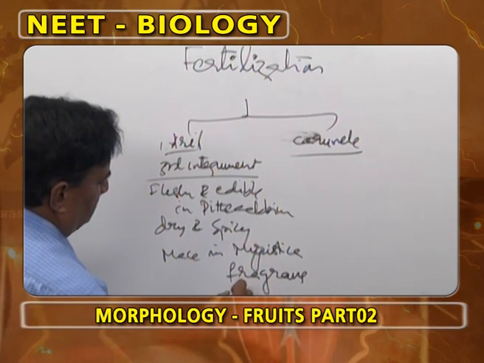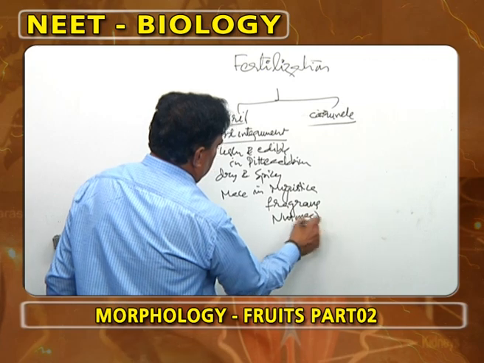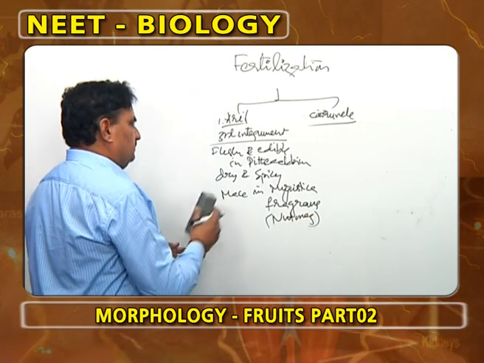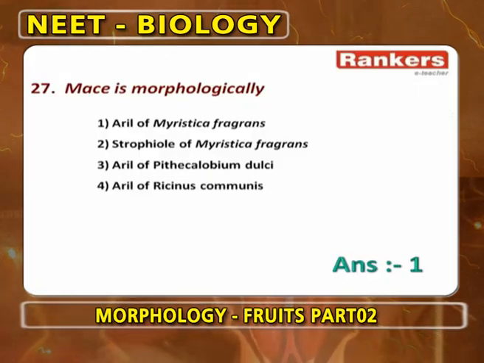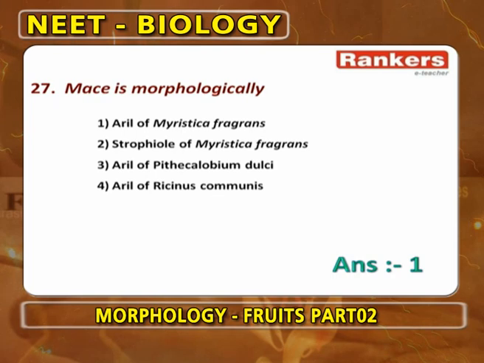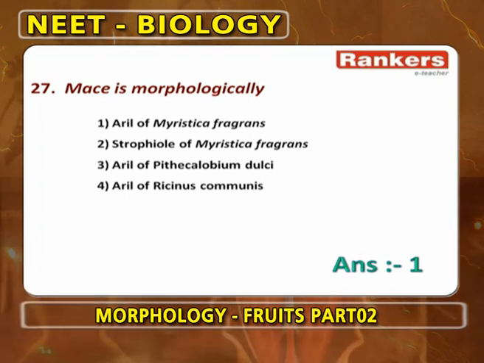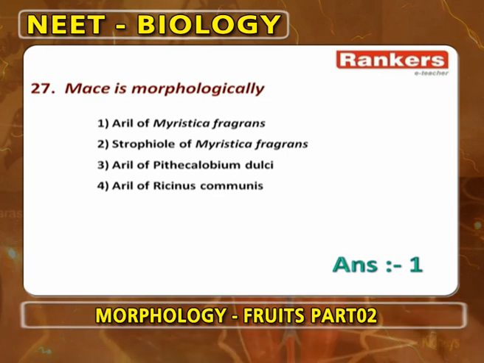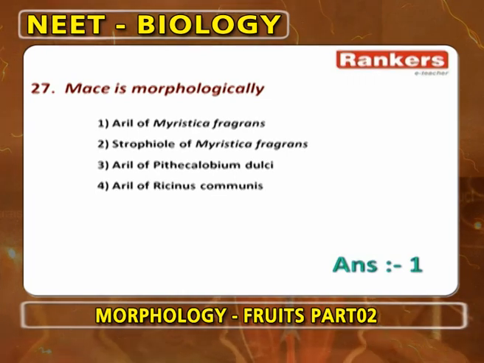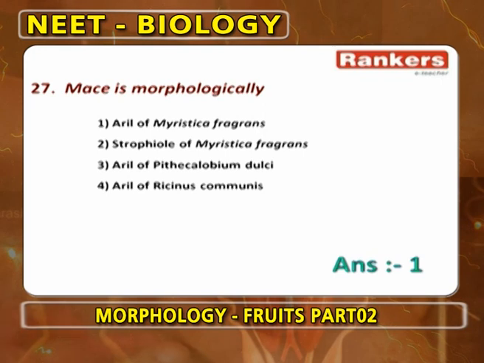Myristica fragrans or nutmeg. So, arils are used as dry spicy structures in the case of Myristica fragrans. So, Myristica fragrans is mace. So, the answer is aril of Myristica fragrans. Strophiole of Myristica fragrans is wrong. Aril of Pithecanthropum dulce is not mace, it is fleshy and edible. Ricinus communis absolutely does not show any aril.